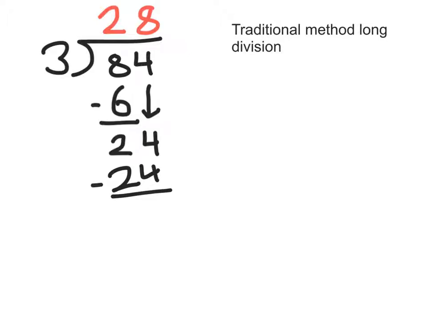Then I do 24 minus 24, and I get 0. Again, when you get 0 at the end of your long division problem, that means you're all done and you have no remainders. So my answer is each person will get $28.